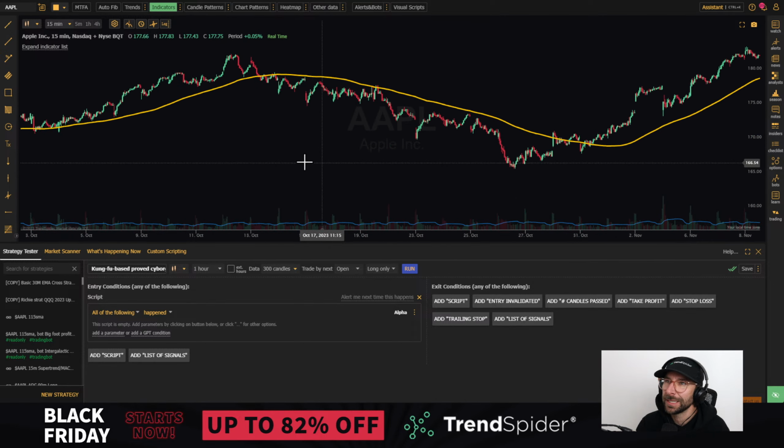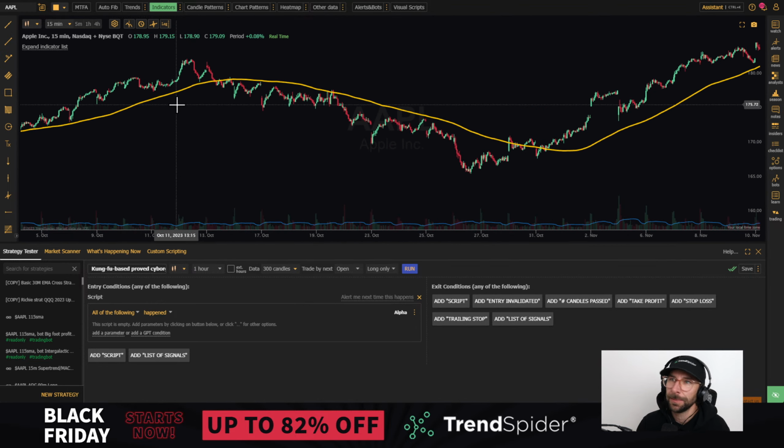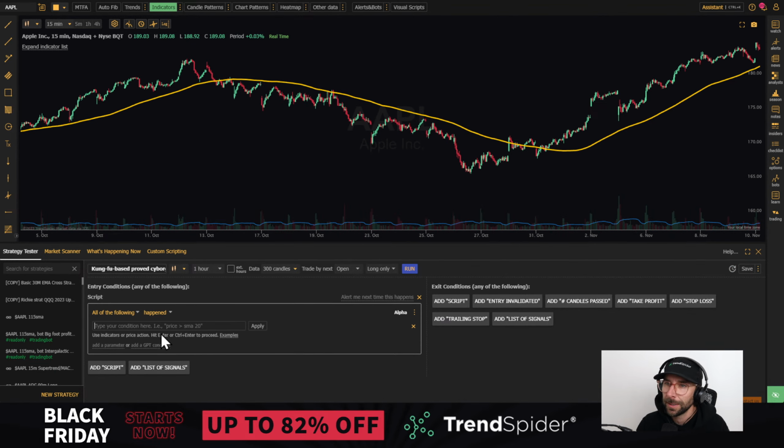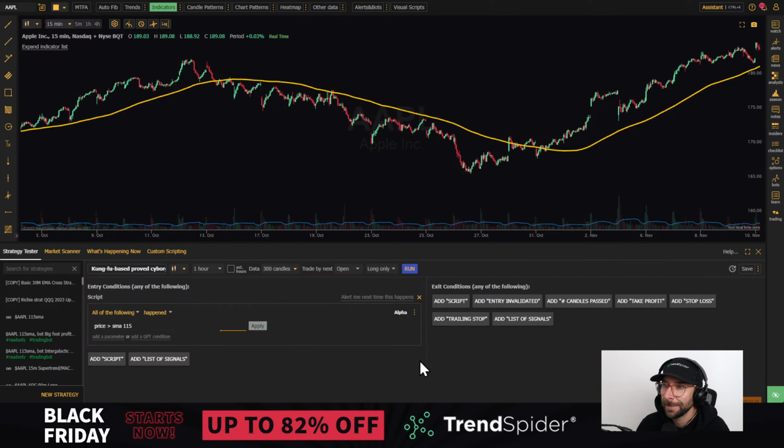That was interesting to me because if I'm going to make something really simple, like go long when price is above this moving average and get out of the long trade when price is below it, I want price to spend long periods of time above and below without breaking through. So that was my first thought. Let's go long when price closes above the 115. Let's get out of that long when price closes below it. Really simple. So we say price greater than SMA 115 and say apply.